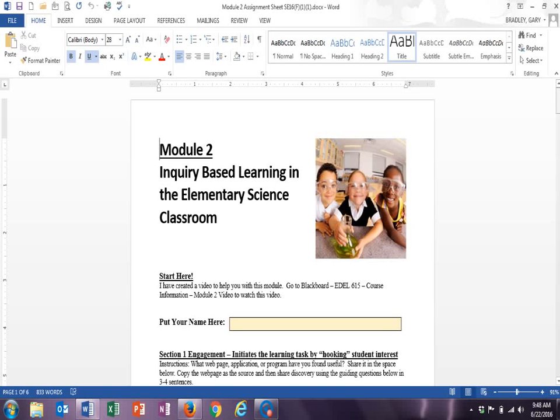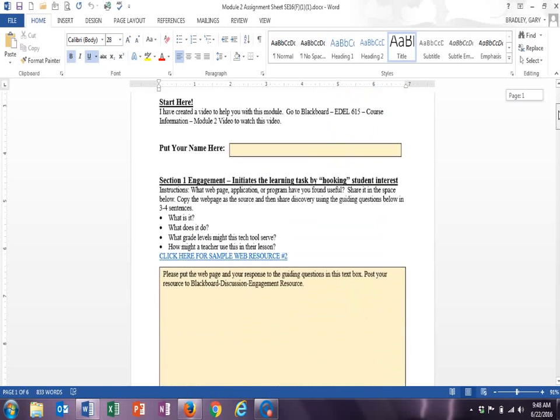Section 1, of course, is our engagement, where you take a resource that you found. That could be a web-based resource or any type of resource that you would bring to your students, or even a resource that you would care to share with other teachers. This could be a resource that you found helpful, that you can gather information from or gather your teaching materials from. Any type of resource that you would like to share here and put it right here, and also post it on Blackboard so we can share those resources that you're finding with each other.